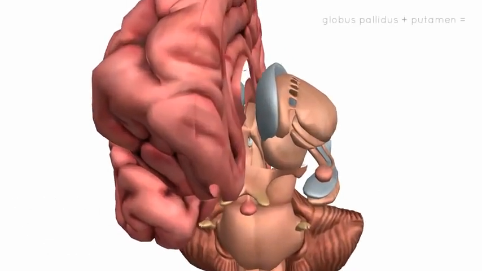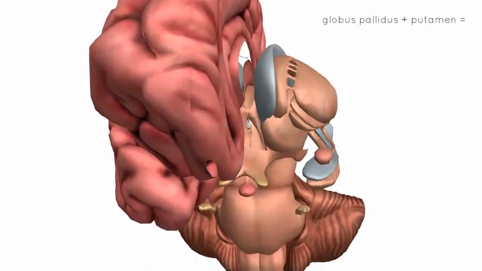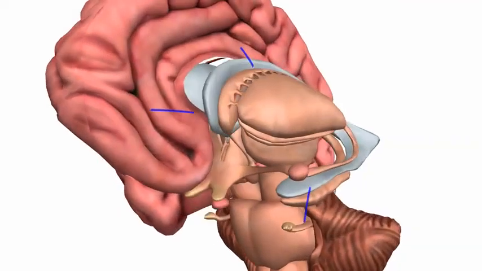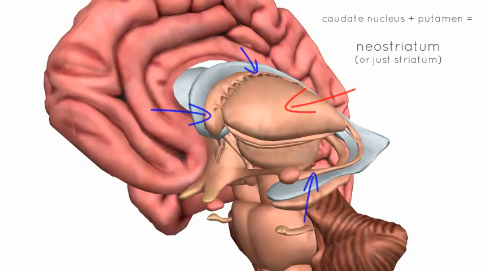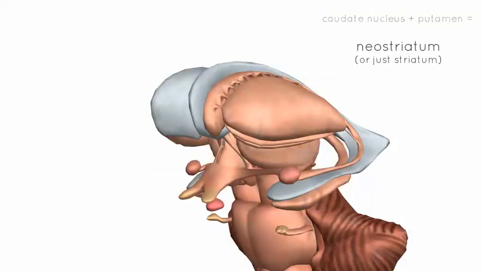So collectively the globus pallidus and the putamen are referred to as the lentiform nucleus, or the lenticular nucleus, and the caudate nucleus, which is this structure with the head, the body, and the tail that winds round, combined with the putamen, is called the neostriatum. So you've got these structures on both sides.